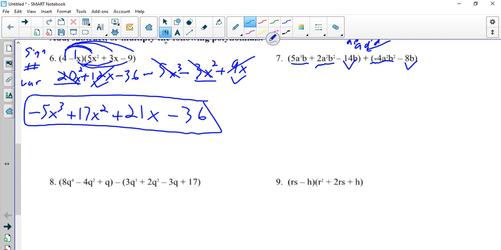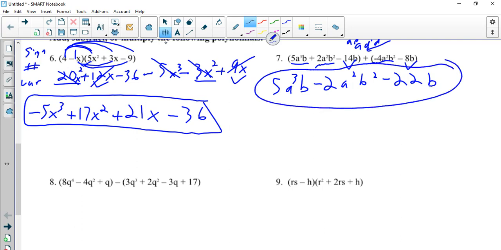Now, when you've got something like this, there's really no standard form to worry about. Whatever you want to do, because you've got all these letters and exponents. So I'll put my 5a cubed b, which is by itself, right there. Next, I'm going to combine my squiggles. 2a squared b squared minus 4a squared b squared is negative 2a squared b squared. And last, my b's. If you borrow $14, you borrow $8, you're in the hole $22. There's my answer.